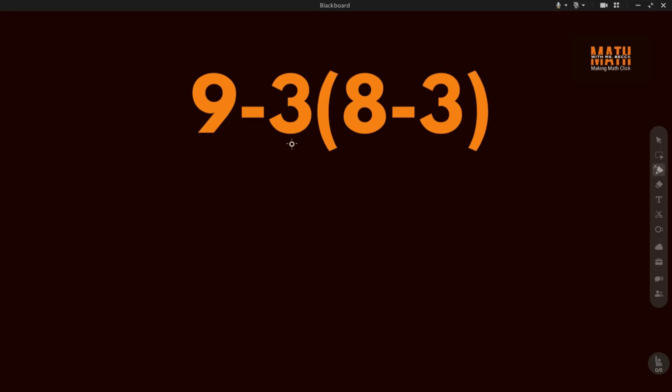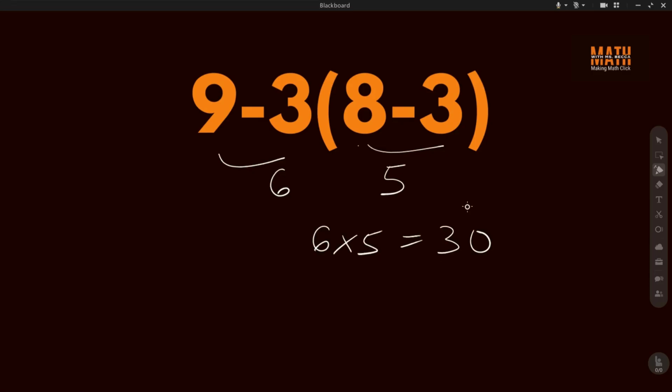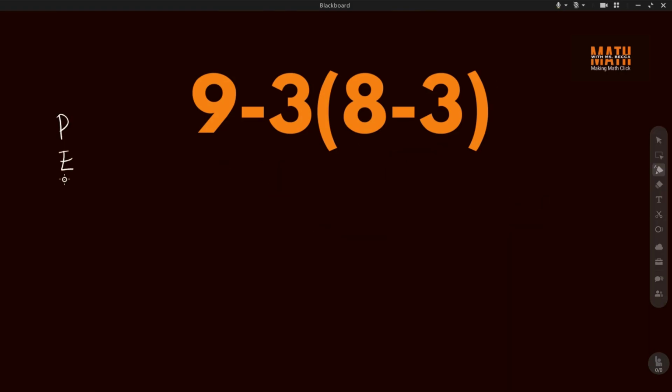They do 9 minus 3, and this gives 6, and then inside the parentheses they do 8 minus 3, this gives 5, and they say 6 times 5 equals 30. They proudly say 30. This is quick and neat, but it is wrong. That's not how order of operations works.